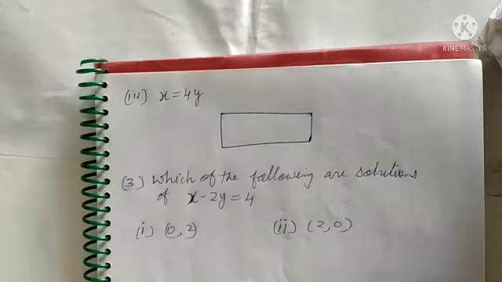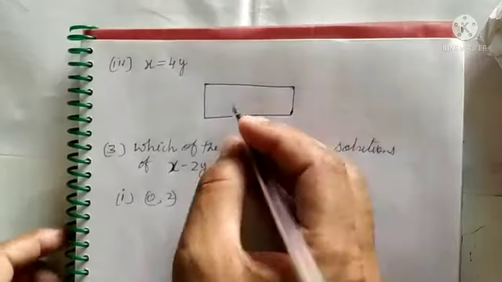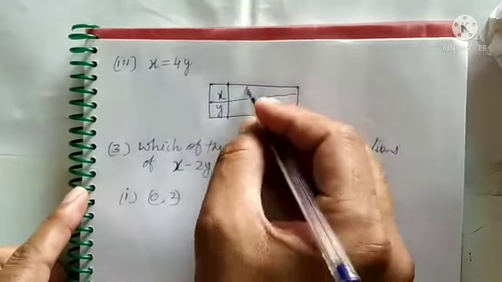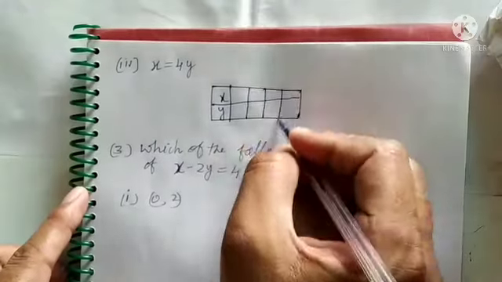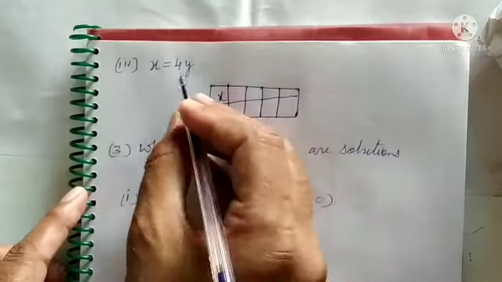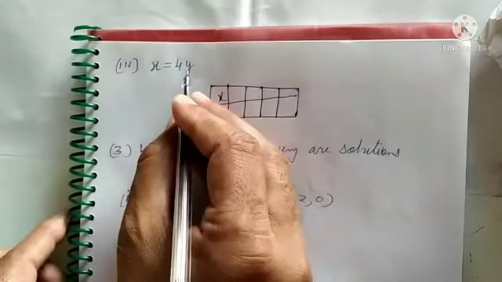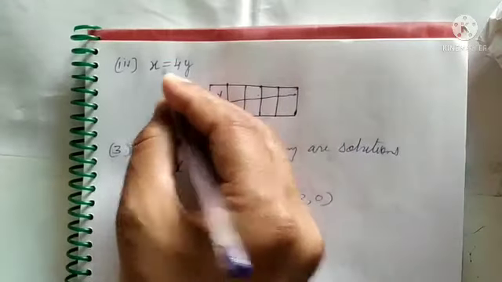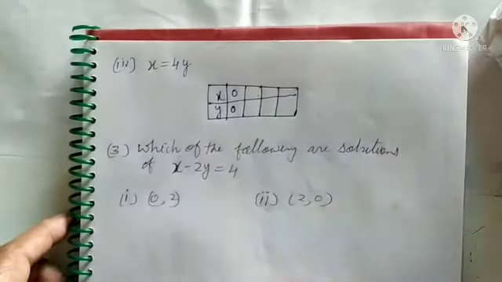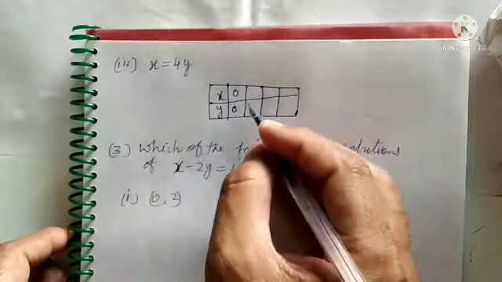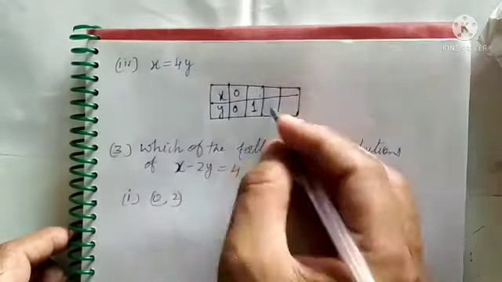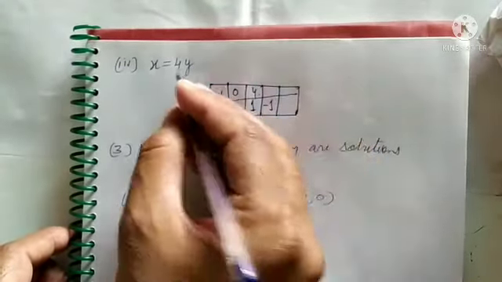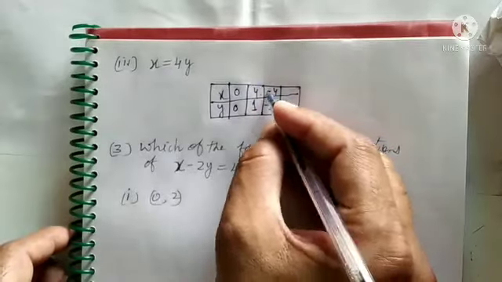Now what to do? Make a column for x and a column for y, and we need four solutions. Here we have to put values of y. Suppose the value of y is 0. Then 0 times 4 is 0, so x is also 0. If you take y equal to 1, then 1 times 4, x is equal to 4. If you take y equal to minus 1, then x is minus 4 only.